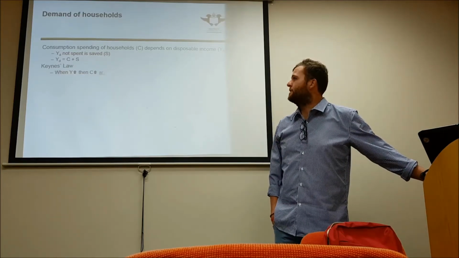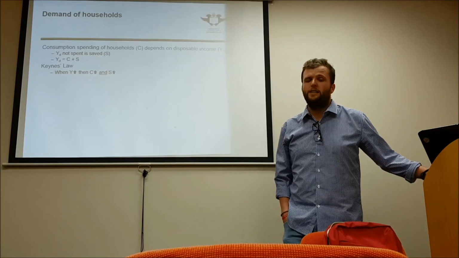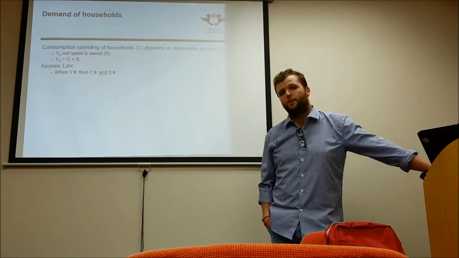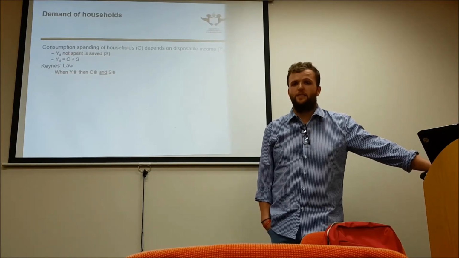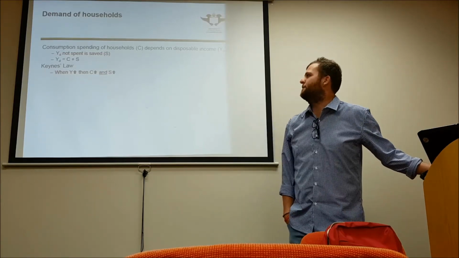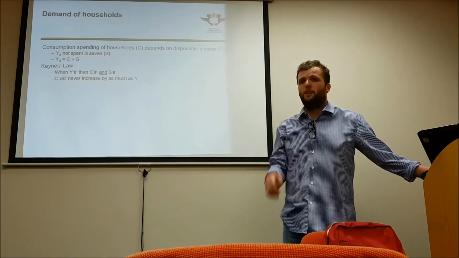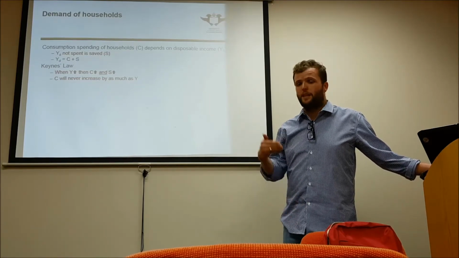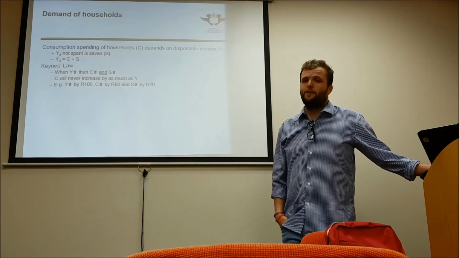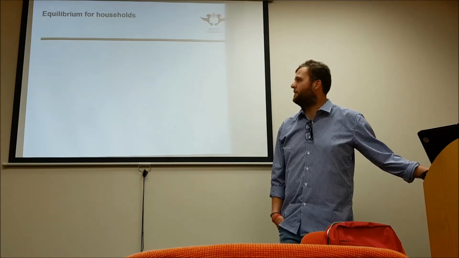Keynes had a couple of laws. He said when your income increases, you consume more and you save more. So if I say to you, listen, I give you a salary increase of 3,000 Rand, then you will consume some of that and save some of that. So both will increase. C will never increase by as much as Y, so you will never spend all your money, you will save some of it. And we look at this numerical example. If your income increases by 100 Rand, you will, let's say, spend 80 Rand and save 20 Rand.